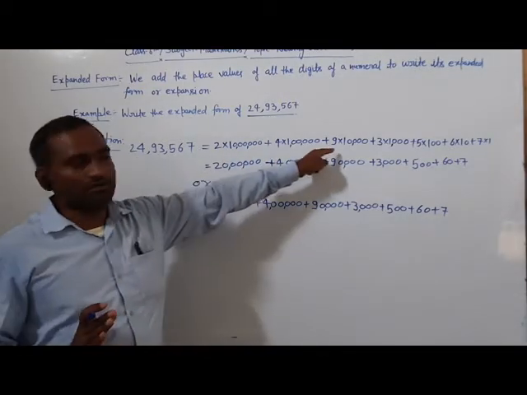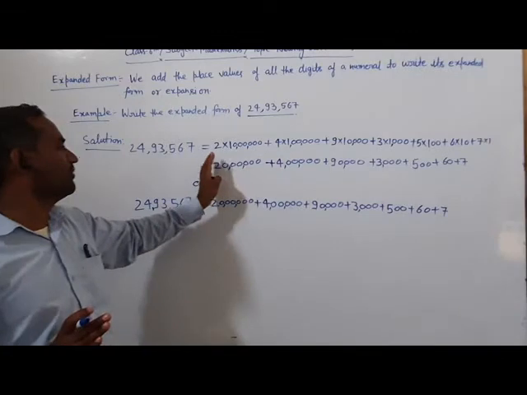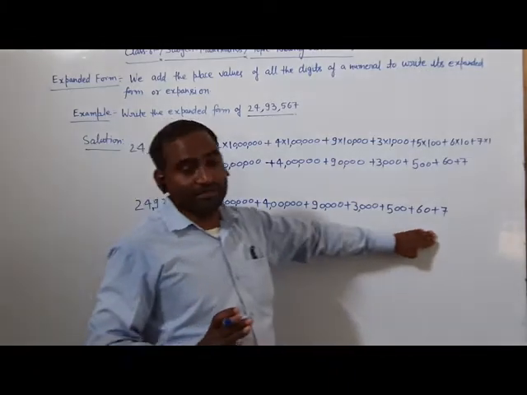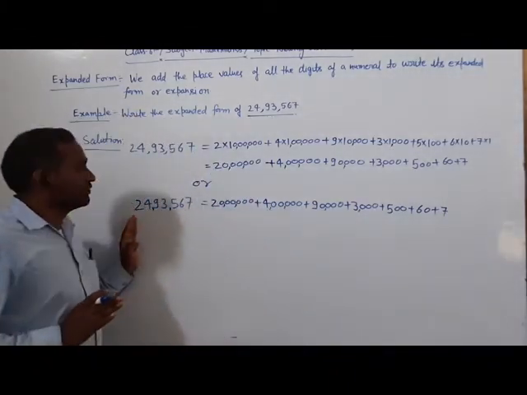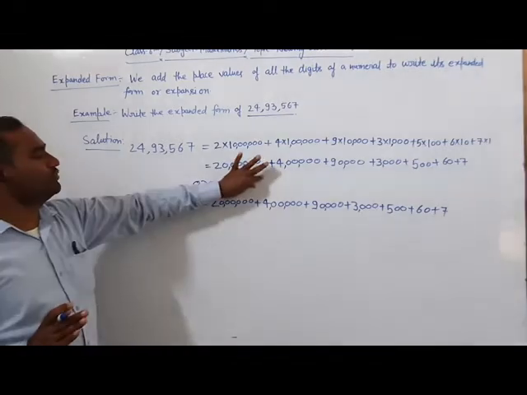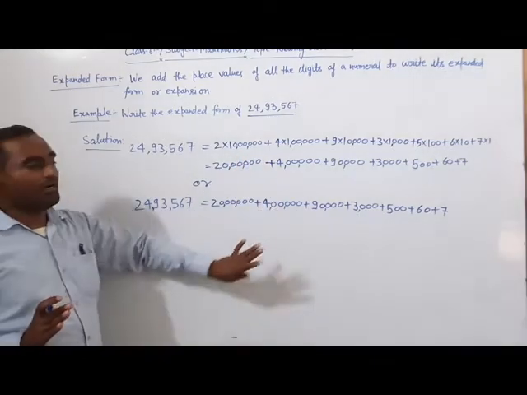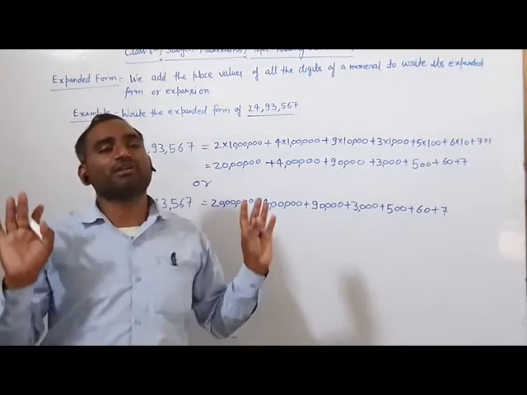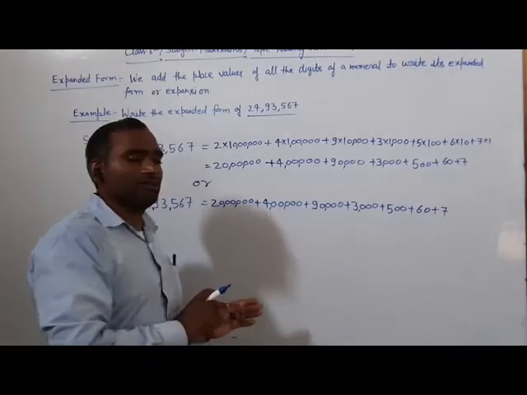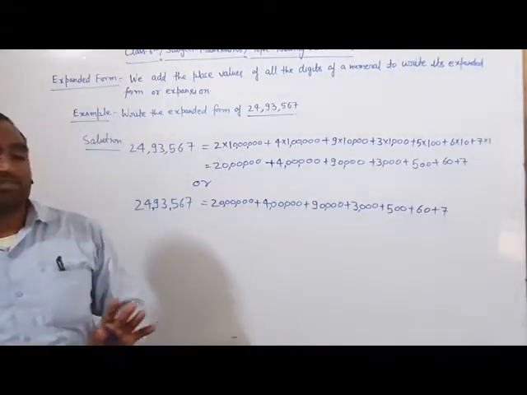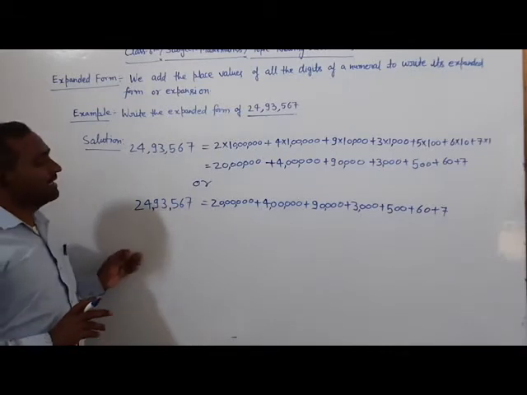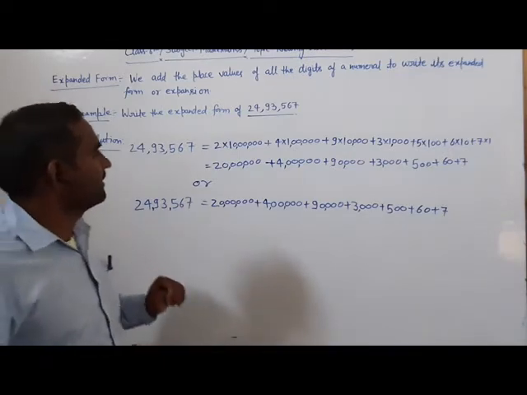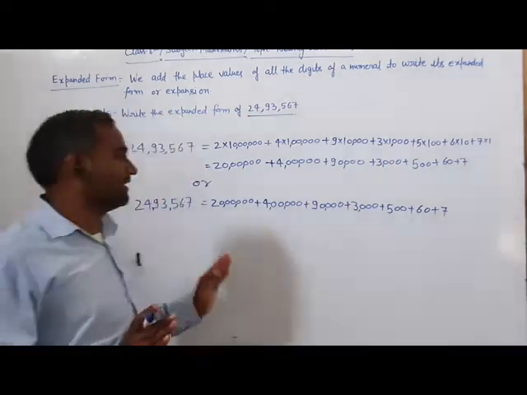In this method you have to multiply, and in the second method there is no need to multiply. By seeing the digit you can write the place value. By these two methods all of you can write the expanded form of any numeral, either in the Indian number system or the international number system. So I think all of you have understood how to express any numeral in expanded form.